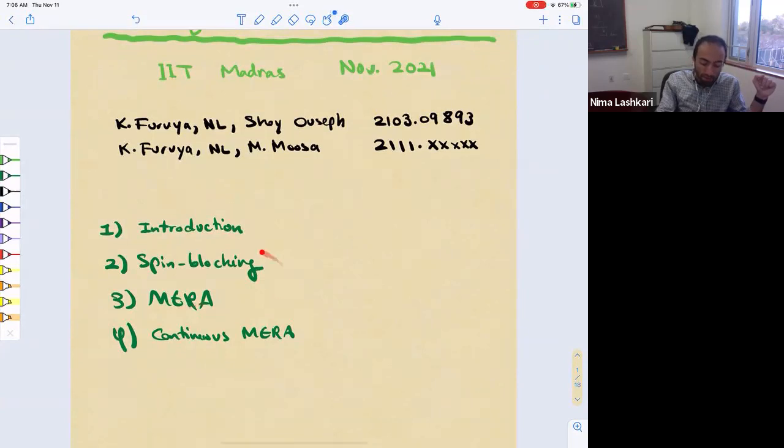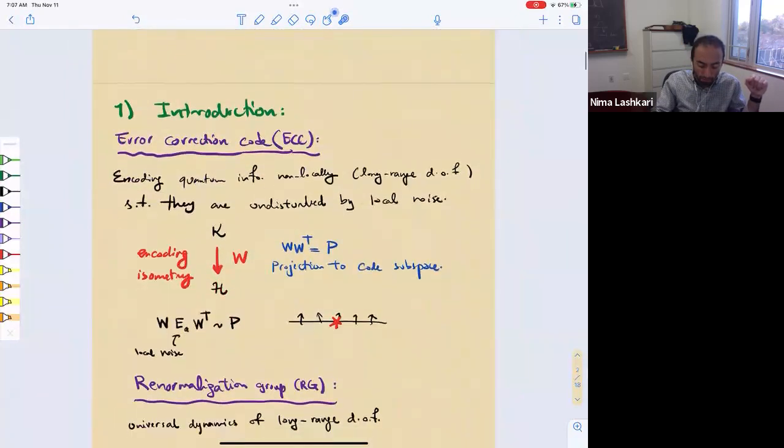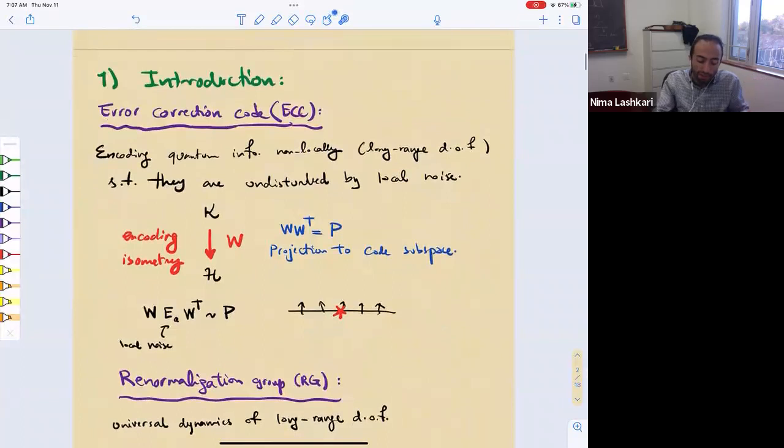So we'll be talking about classical RG as spin blocking, then the quantum version thereof, which is multi-scale renormalization ansatz, MERA, and a continuous version of it, which was proposed for quantum field theory. So we'll be working out the details of error correction, approximate error correction, and these. So that's the plan of the talk. So let's start with the error correction, introduction.